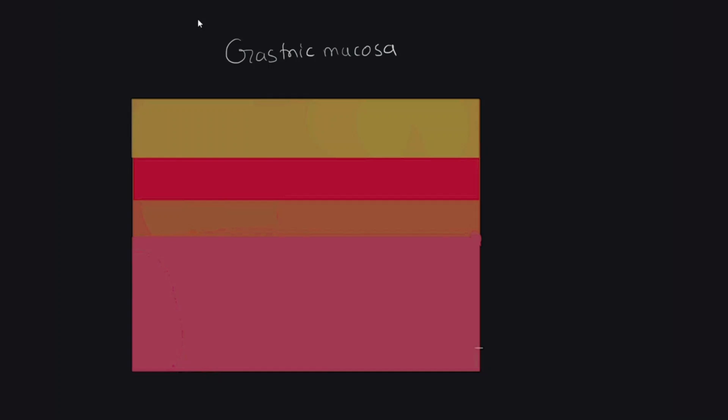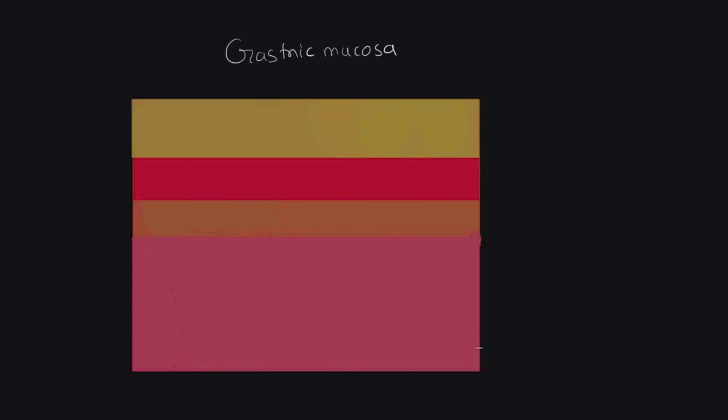Let us take a look at the gastric mucosa. Now we know for a fact that most of the organs in our body consist of a mucosa, and the gastric mucosa is similar. The entire structure, the organ, is divided into layers.